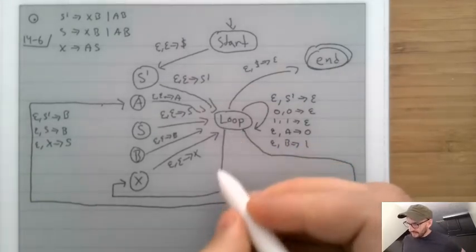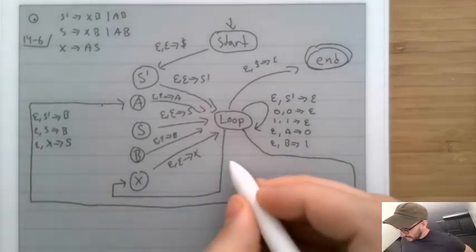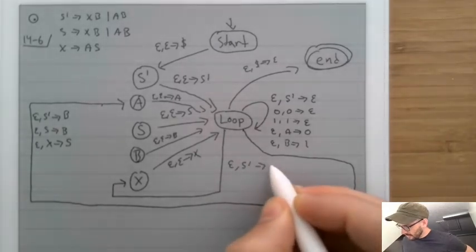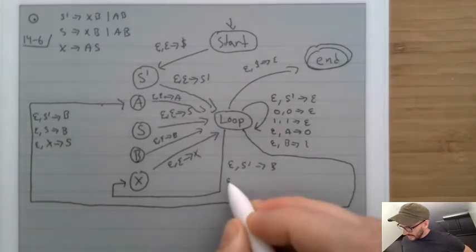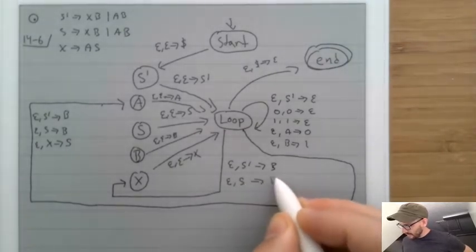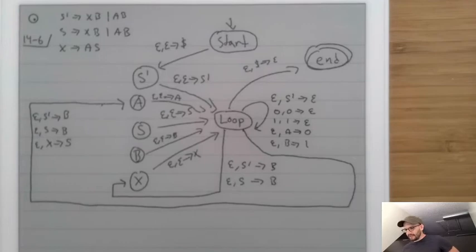Now the ones that go to X, what those are going to do is they're going to say if we see an epsilon and an S prime, then we push on a B. Or if we see an epsilon and an S, then we push on a B. And this is the entire machine.